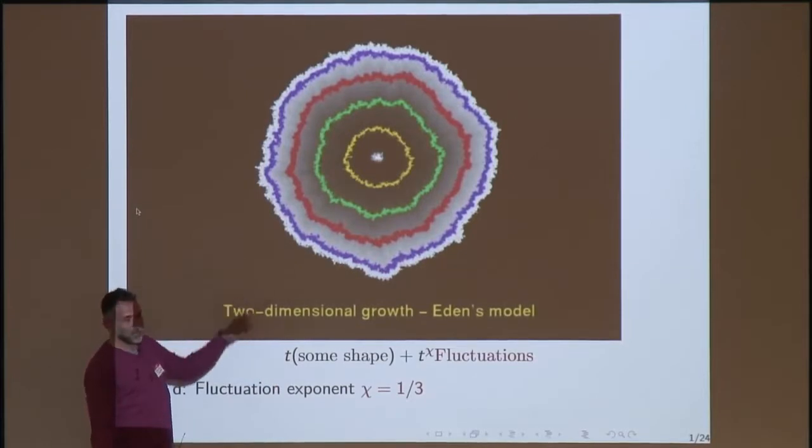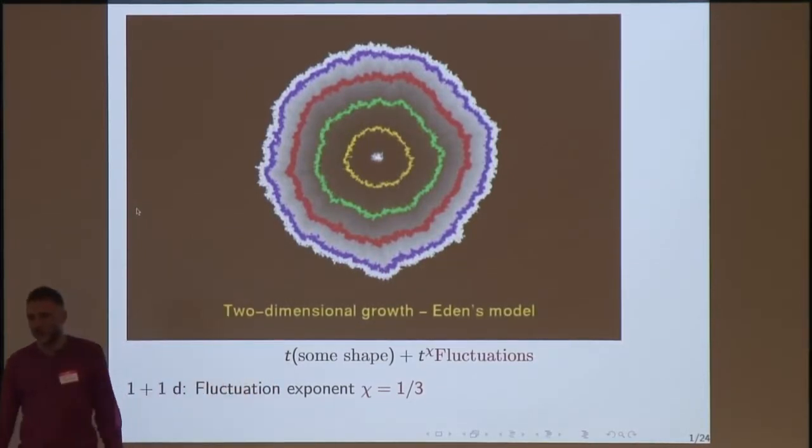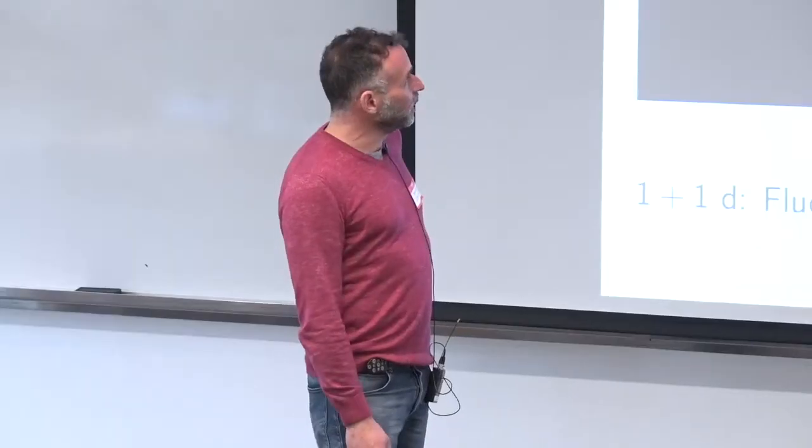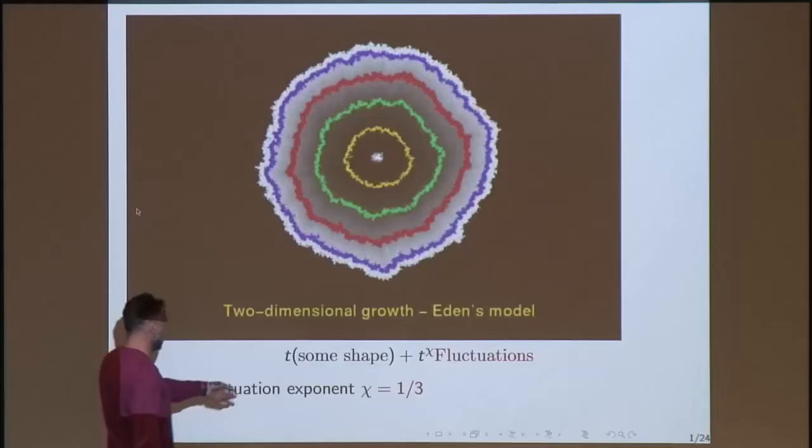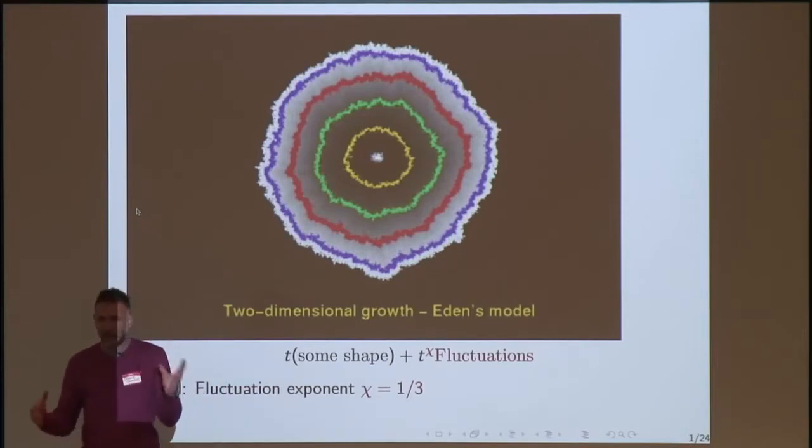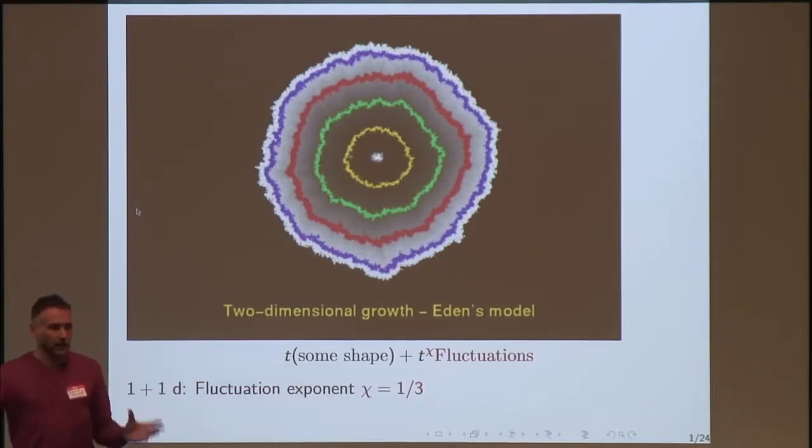So these are just snapshots. You can look on Google. There's lots of pictures of it. This is known to be t times some shape, and the shape is not supposed to be rotationally invariant. But of course, that's not very universal. Maybe on some other lattice, it might be rotationally invariant. Of course, you can make rotationally invariant versions of it.